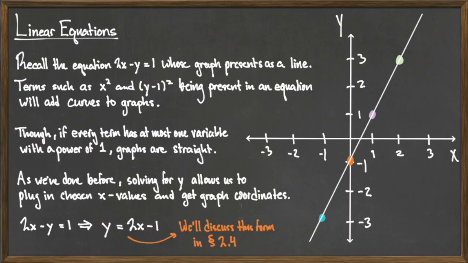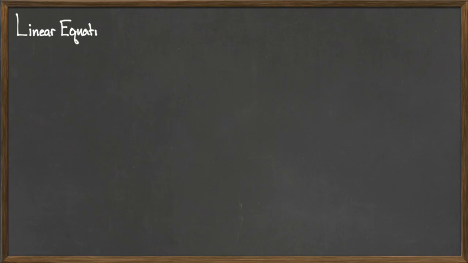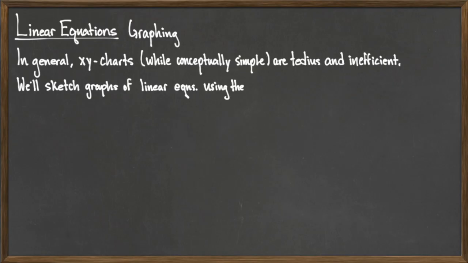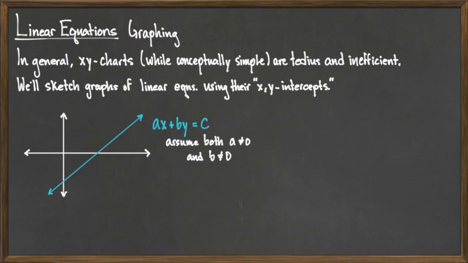Also remember the way that we graphed this equation. We took our linear equation 2x minus y equals 1 and we solved for y. Then we started plugging in a couple of x values to get some information on coordinates, and then we just played this game of connect the dots. In section 2.4, we'll discuss more about linear equation forms, but the whole idea is that we need something a little bit more efficient than XY charts, because in general, XY charts, even though they're conceptually simple, they're tedious and inefficient and can honestly take forever. So to work our way up to this, we're going to start graphing linear equations by figuring out where their x and y intercepts are.